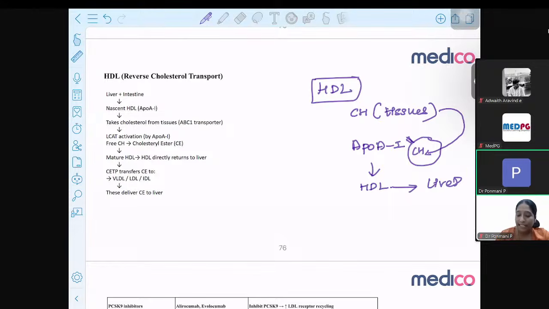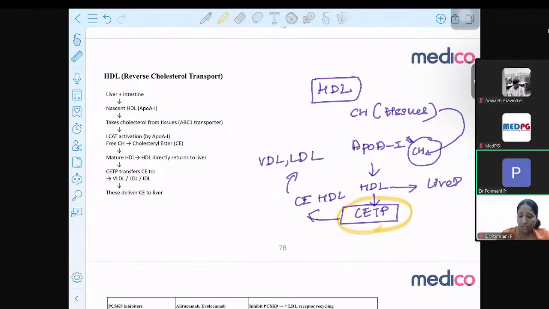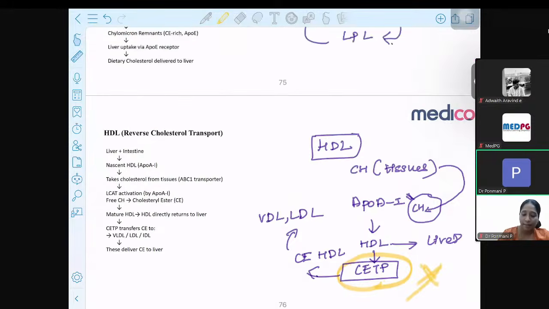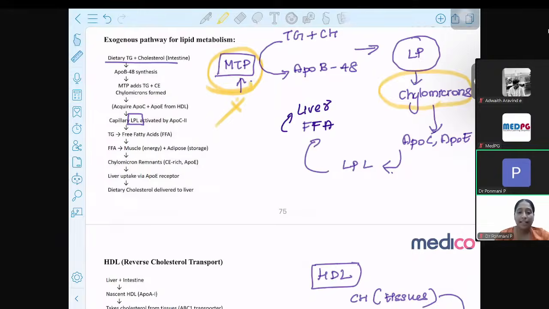But what happens? Some HDL gets acted on by an enzyme called CETP, which is cholesteryl ester transfer protein. What does the CETP do? This CETP transfers the cholesterol esters from the HDL to the other atherogenic lipoproteins such as VLDL and LDL. So CETP is also something which does bad. So we are going to have two drugs. One is going to inhibit the CETP and the other is going to inhibit the MTP.